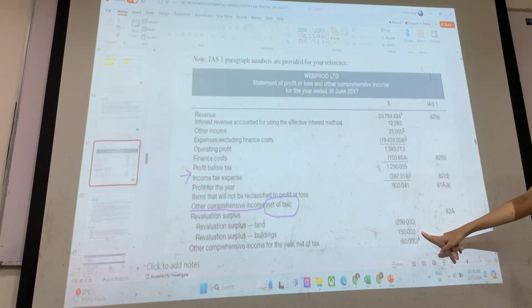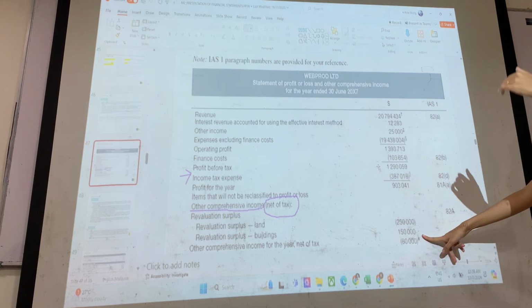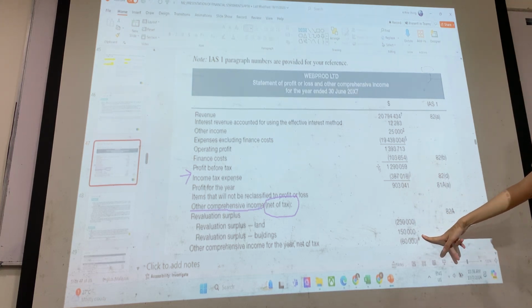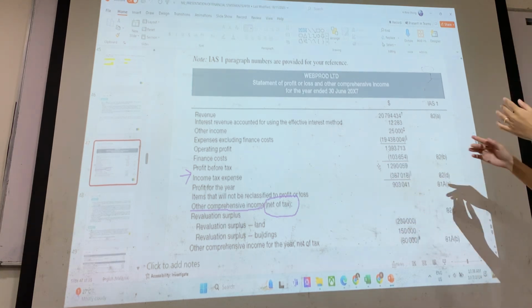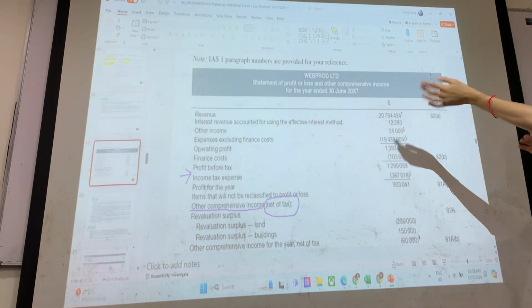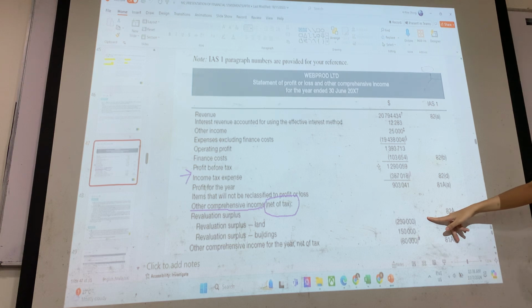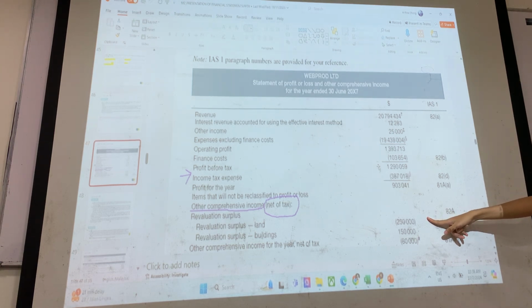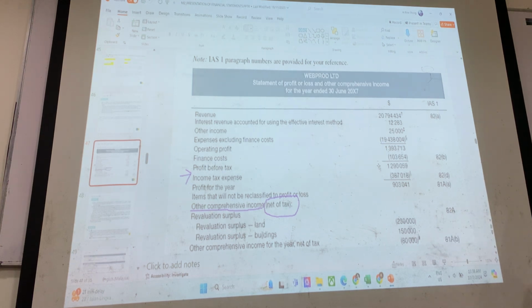So your movement is an increase of 150 now: you debit your building 150, you credit RR 150. And then for land, it reduces, so you credit land 230 and then you debit RR 230, provided you have enough revaluation surplus balance brought down. Because we cannot reduce the revaluation reserve until negative, if you forgot already.